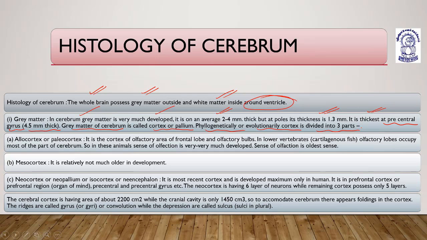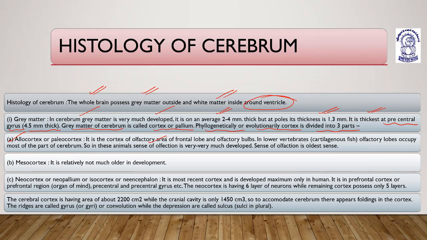So gray matter of cerebrum is highly developed and it is thickest at the precentral gyrus, 4.5 millimeter thick. The average thickness is 2 to 4 millimeters, but it is thinnest at poles, 1.3 millimeter, and thickest at precentral gyrus. The gray matter of cerebrum is known as what? Pallium or cortex. Phylogenetically or evolutionary, cortex is divided into three parts: allocortex or paleocortex.